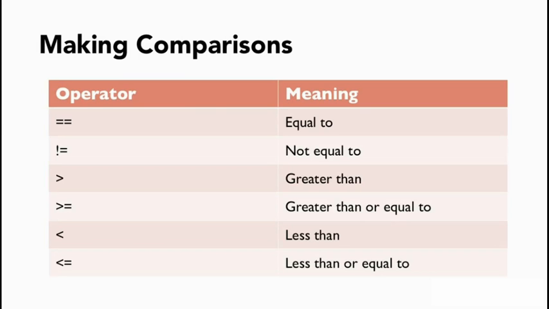As mentioned earlier, conditions are frequently based on comparing two values. This table shows the main comparison operators. As in JavaScript, two equals signs are used to check if two values are the same, and an exclamation mark followed by an equal sign means not equal. The other four comparison operators, greater than, greater than or equal to, less than, and less than or equal to, are widely used in other contexts, so they should be familiar to you.